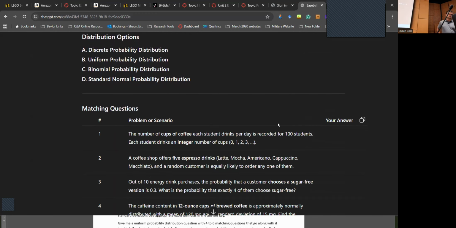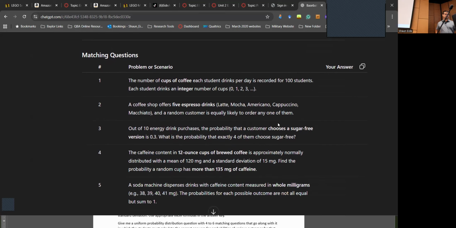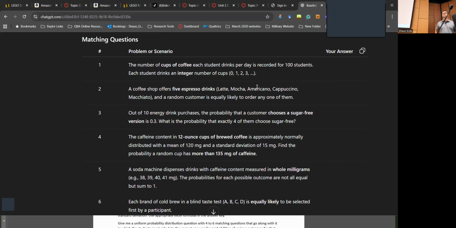Okay. So this one right here is something that you're going to have to do. You're going to have to look at this and ask, is it discrete? Is it continuous? So the number of cups of coffee each student drinks per day is reported for 100 students. Each student drinks an integer number of 0, 1, 2, 3, 4, 5 cups of coffee. What type of distribution should I probably use for this? How many y'all say discrete? Yeah, because you're going to have the discrete numbers and then the probabilities associated with each of those numbers.